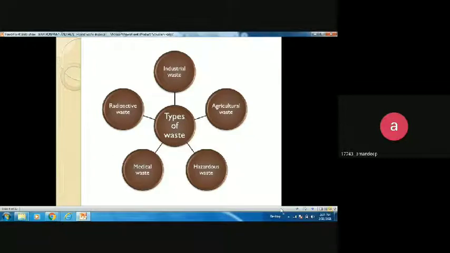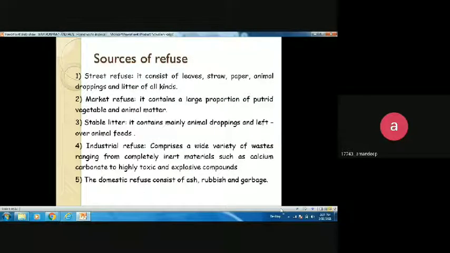Now, there are five types of waste. Number one, industrial waste. Number two, agricultural waste. Number three, hazardous waste. Number four, medical waste. Number five, radioactive waste.